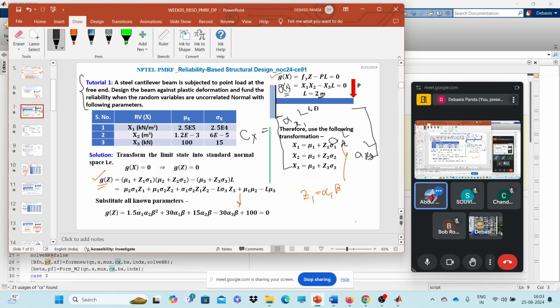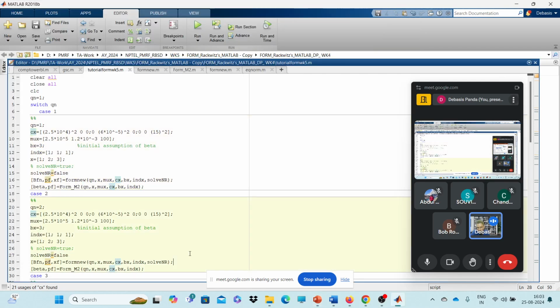So we can have these sigma values, so easily we can make the covariance matrix. Let's make it. We have 2.5 into 10 to the power 4, 6 into 10 to the power 4, and 15. Here I have put all these values in matrix form: sigma of x1 square, sigma of x2 square, sigma of x3 square. Clear?